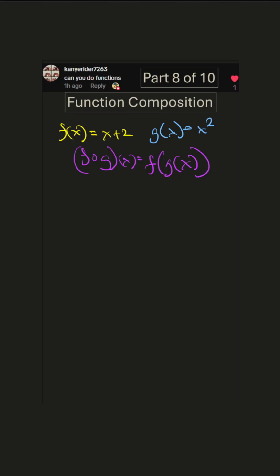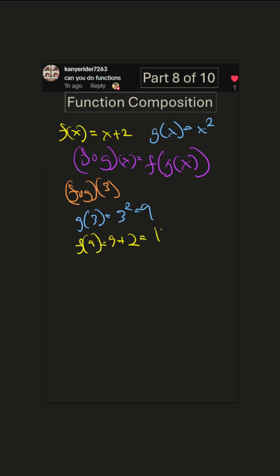So let's do an example. Let's take f of g of 3. So we can do g first. We'll say g of 3 equals 3 squared, which equals 9. And then we take that 9 and we plug that into f. So it'll be f of 9 equals 9 plus 2, which equals 11. So f of g of 3 equals 11.